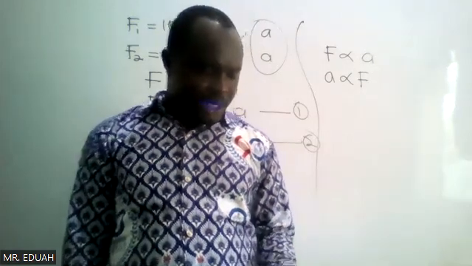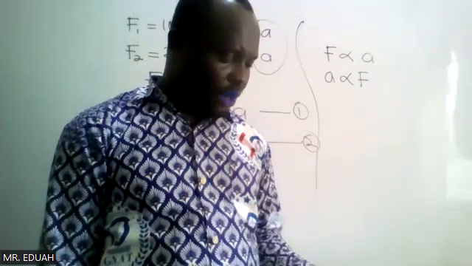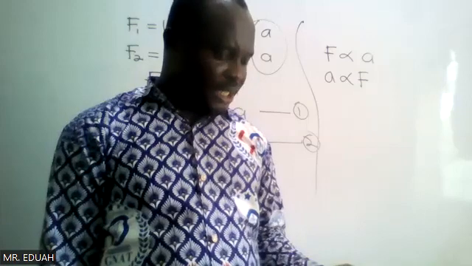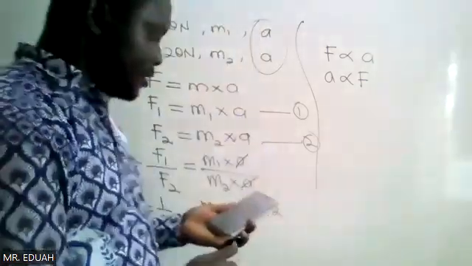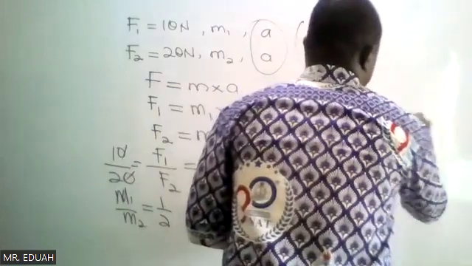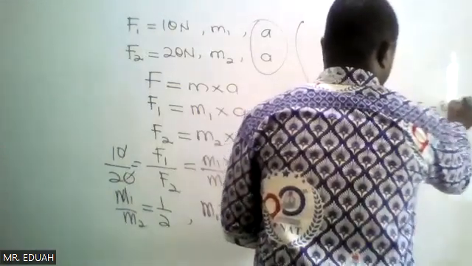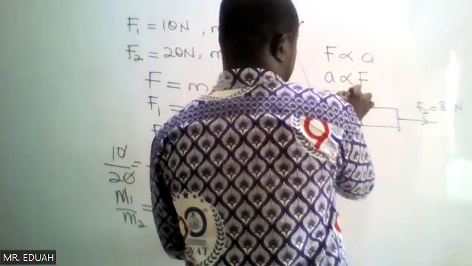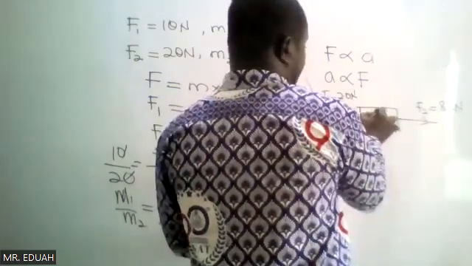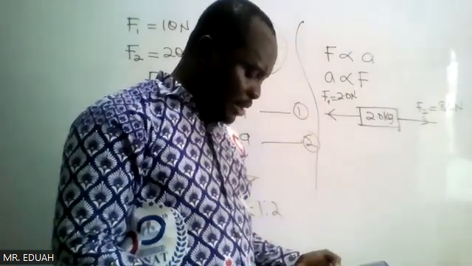All right. Question 4. Two forces are applied to a 2.0 kilogram block on a frictionless horizontal surface as shown. Now the magnitude of the forces: this time we have a simple diagram. This is F2, 8.0 Newton, then F1, 2.0 Newton. The mass is 2.0 kilogram. The question requires that we determine the acceleration of the block and the direction.